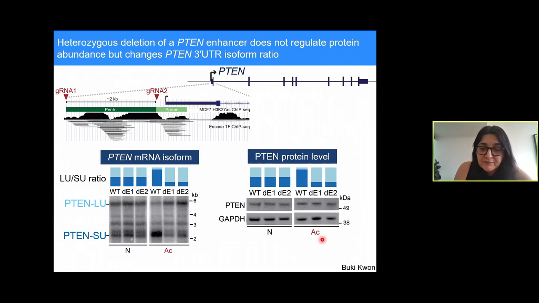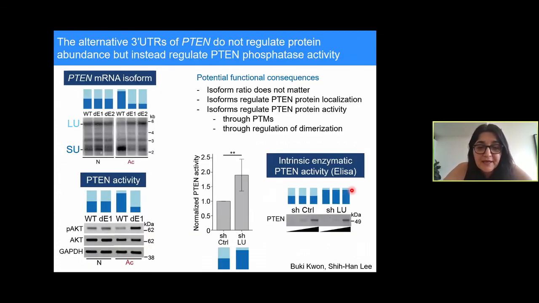In parallel, we also looked at protein expression levels, and you can see that protein levels did not change. They did not change upon cultivation in acidified media, and also they did not change when there was a 3' UTR ratio change. So again, what do we do with this? There are, again, several possibilities. It could be that the 3' UTR isoform ratio does not matter. It could be that these alternative 3' UTRs regulate protein localization. It also could be that these alternative 3' UTRs regulate protein activity, and this could happen either through post-translational modifications or through the regulation of dimerization of P10.